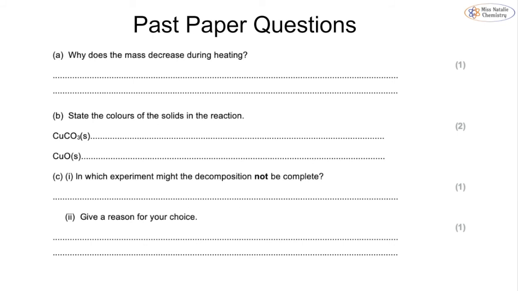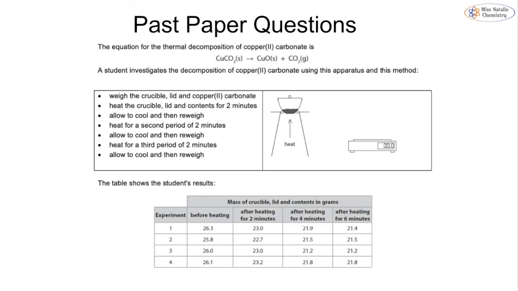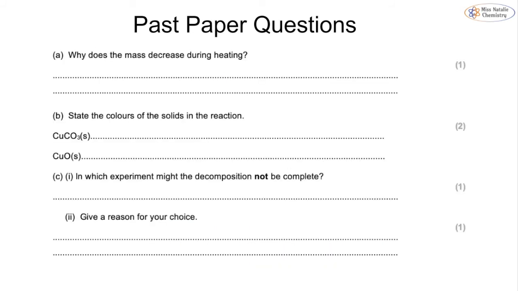So question A is asking, why does the mass decrease during heating? Well, we have to go back and we see that CO2 is being given off, so that gas is being lost, or that gas escapes. So gas is being lost, and that accounts for our decrease in our mass. You could also name the gas. You could say CO2 is being released, or a gas is being given off, a gas is evolved. Any one of those would be acceptable.